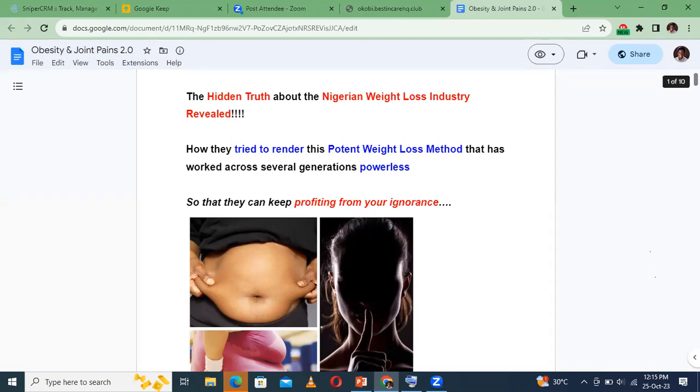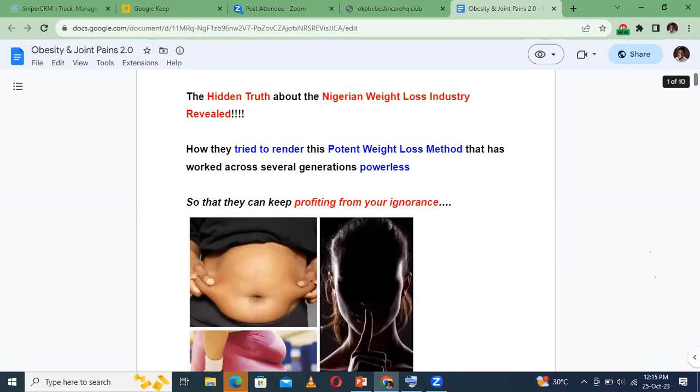I think it obeys law 1 and 2. Okay, how does it obey law 1? How does it obey law 2? Okay, the first one there, the hidden truth, is catchy. Then the second one, how they try to render this potent with laws. That one is making them curious to know more about it. Okay, that's a good attempt.